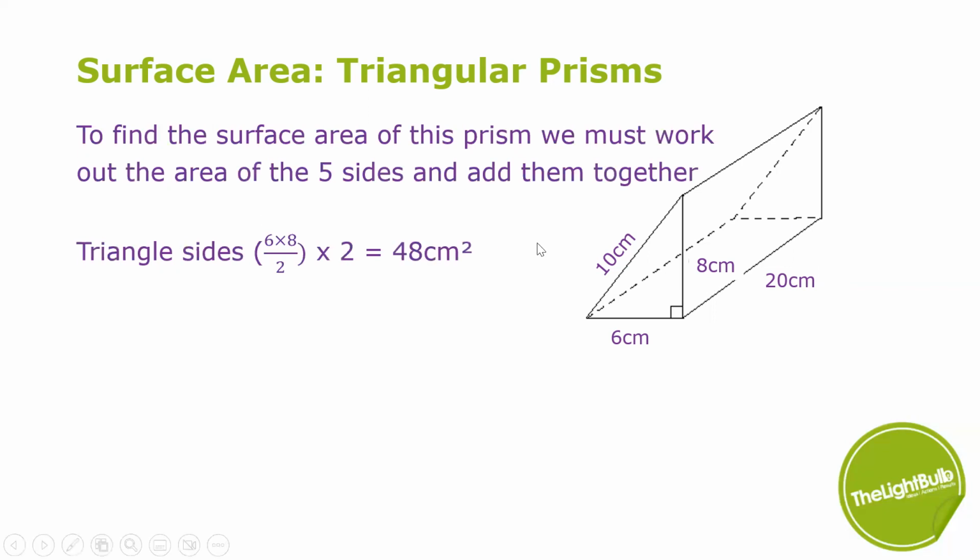So the triangles, as we've seen before, when we were looking at area of a triangle, we need to use that formula again. So base times height divided by 2 would give us the area of one triangle. So in this case, 6 times 8 divided by 2 would give us the figure of 24, and that's just one triangle. We have 2 triangles, so therefore we have to times it by 2, which gives us 48 centimeters squared.